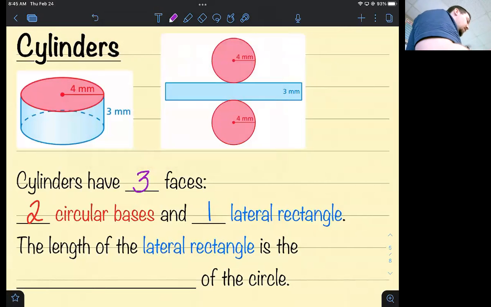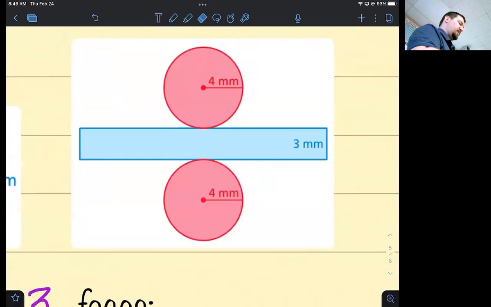All right. So I would find the area of these 2 circles. Right? And then I have a rectangle. Now, they don't tell me how wide the rectangle is or how long it is. How long do you think that rectangle would be?